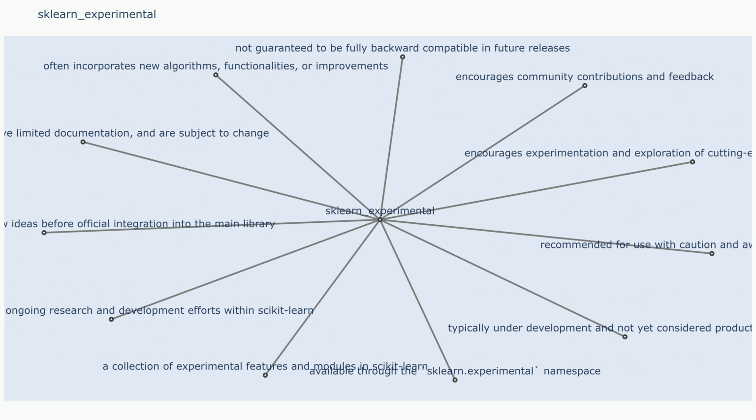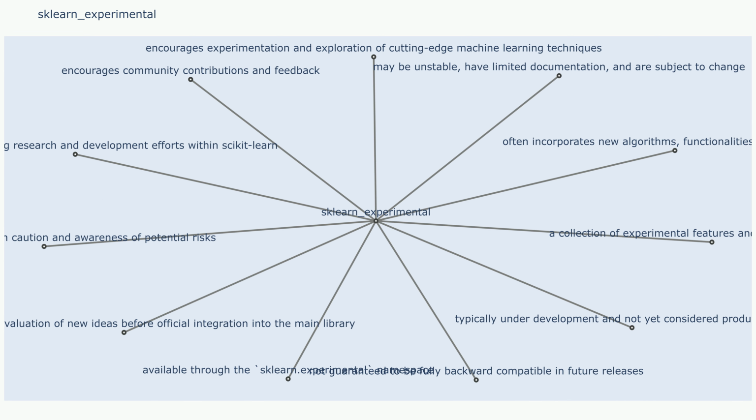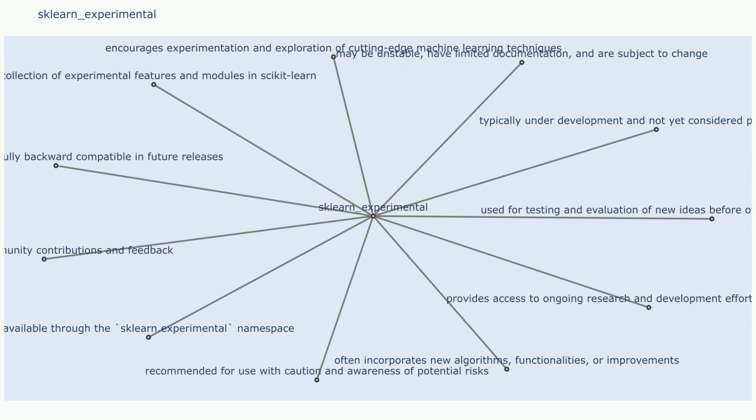How to use sklearn experimental. 1. Import the module. Python. From sklearn.experimental import enable_halving_search_cv. From sklearn.model_selection import HalvingGridSearchCV. 2. Use the feature. Python. HalvingSearch = HalvingGridSearchCV. Use the enabled feature. Example.